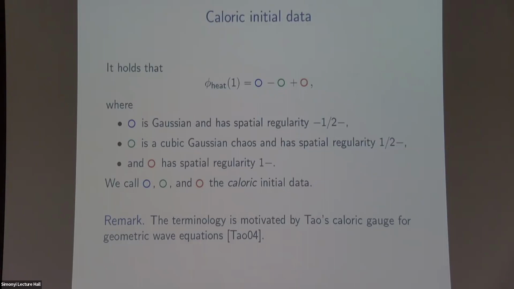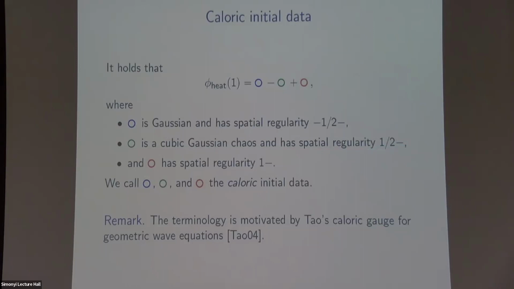The first one, the blue one, turns out to be Gaussian, and it will actually just be the Gaussian free field. It will have spatial regularity -1/2 minus. So it has very low regularity, but very good probabilistic properties because it's Gaussian. Then there's the second one, which we denote by the green dot. This is a cubic Gaussian chaos. Its probabilistic properties are a little more complicated, but it will have better regularity, 1/2 minus.